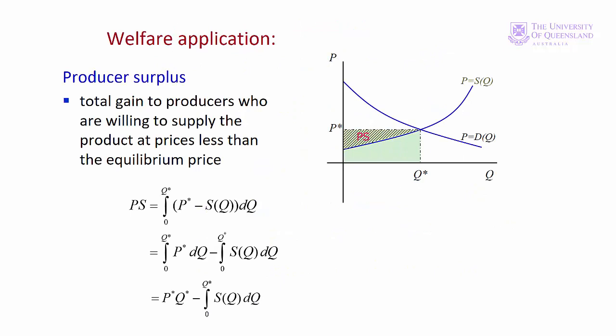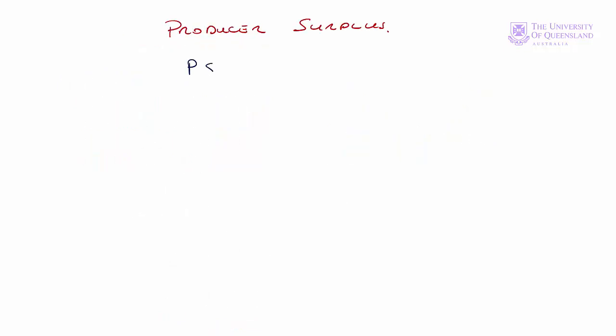Recall producer surplus is the shaded area here. In this case, we start with the green rectangle, P star times Q star, and then we subtract the area under the supply curve. That's the integral from 0 to Q star of S of Q. And then what we're left with is the shaded area. Producer surplus is equal to the equilibrium price times the equilibrium quantity minus the integral of the inverse supply function, S of Q dQ, evaluated from 0 to Q star.